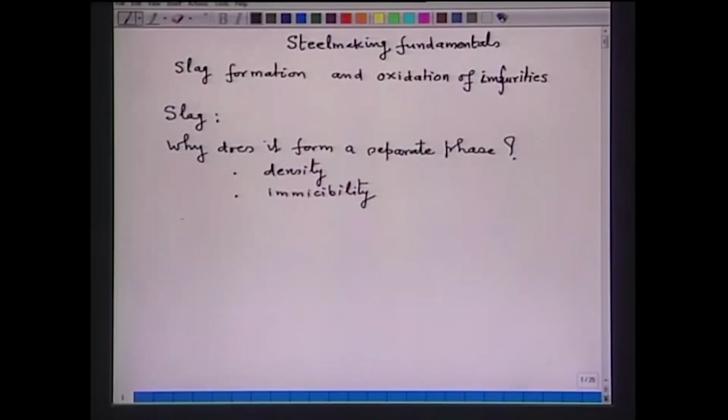Now, another question comes, how does it form? In steel making, what is done? Hot metal contains carbon, silicon, manganese, phosphorus and iron, and as oxygen is blown, silicon is converted to SiO2, phosphorus is converted to P2O5, manganese is converted to MnO, and some of the iron is oxidized to FeO.